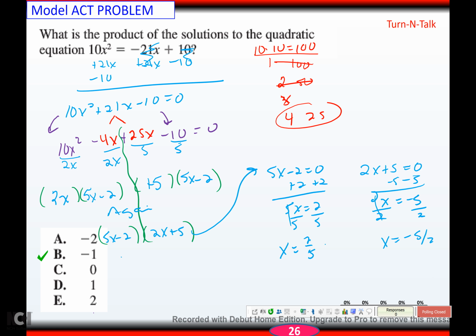All right. So now if I add those, or no, product those, I have positive 2/5 times negative 5 halves. Product of fractions, straight across the top, 2 times negative 5 is negative 10. 5 times 2 is 10. Negative 10 divided by 10 is negative 1.